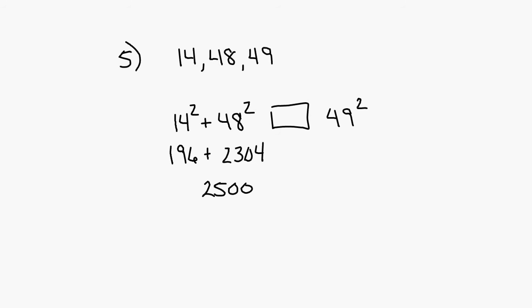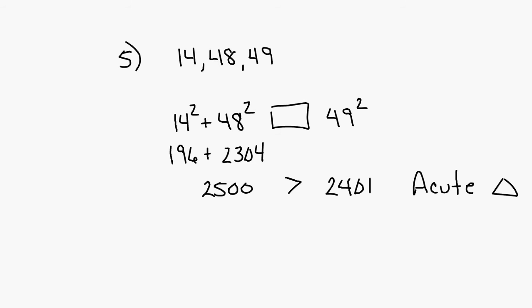49 squared is 2401. So in this problem, your a squared plus your b squared is greater than your c squared. So when you're classifying triangles, if a squared plus b squared is greater than c squared, then what kind of triangle was it? Does anybody remember? It's acute. It's an acute triangle.